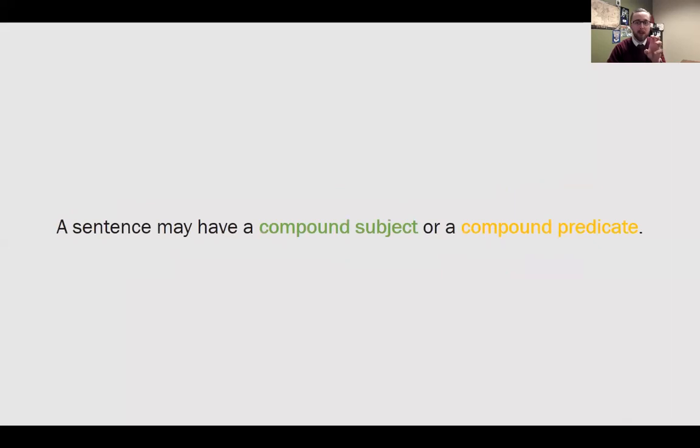It is possible that a sentence will have a compound subject or a compound predicate. I'll talk about this, but a compound subject is still one subject. It just has two people or things doing the action. And same with a predicate. It's still considered one predicate. There are two actions that are happening.